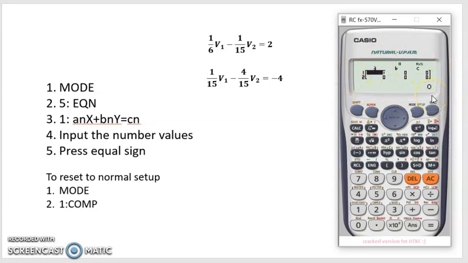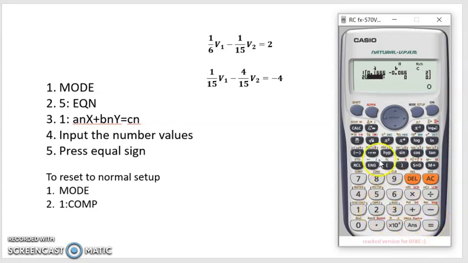So in this next step, you will be able to find this image here. All you have to do is to input the numerical coefficient of your given. So for your equation 1, you have 1 over 6. So you'll just have to input 1 divided by 6. So that's for your first numerical coefficient. Then for your second term, you have negative 1 over 15. Okay. Then for your last coefficient for your equation 1, you have 2.